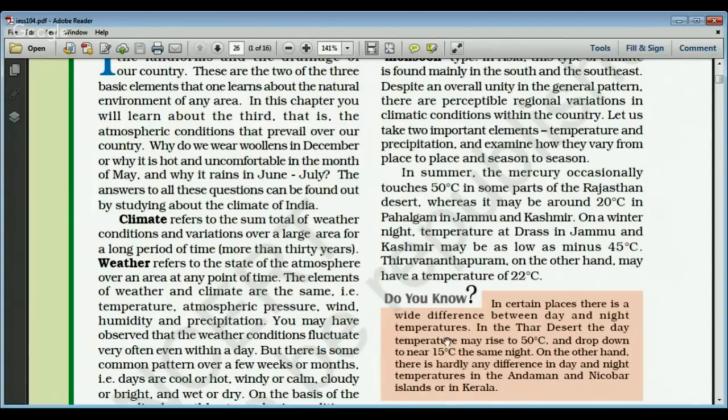Weather means day-to-day changes in temperature, humidity, rainfall, atmospheric pressure, and wind. We also see the daily weather report in all the news channels. So this is known as weather. But if you collect all the weather conditions and take the average weather conditions for a larger area and for a longer period of time, this is known as the climate.